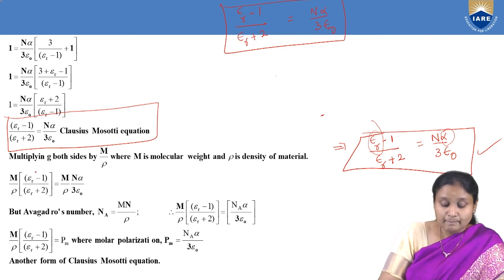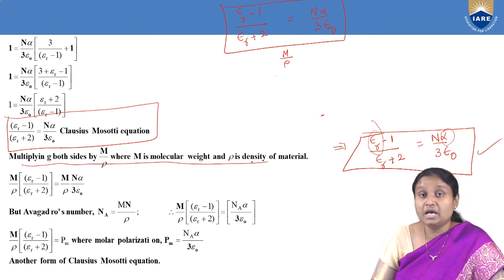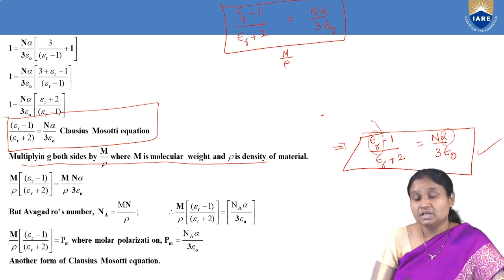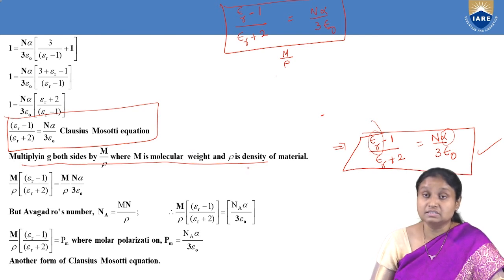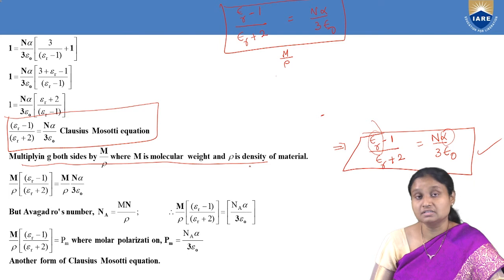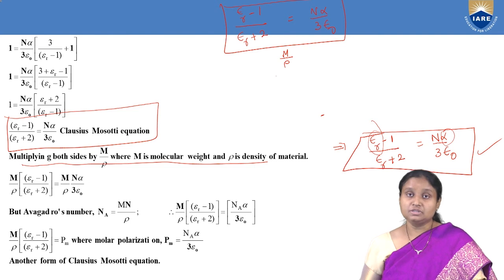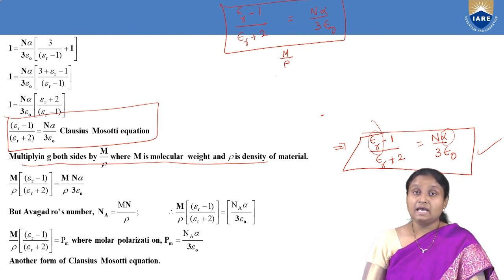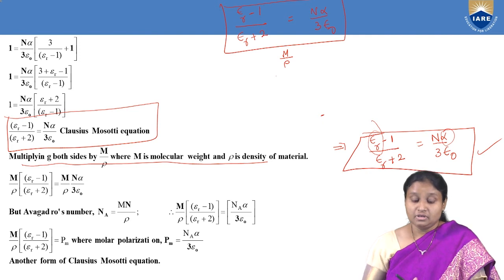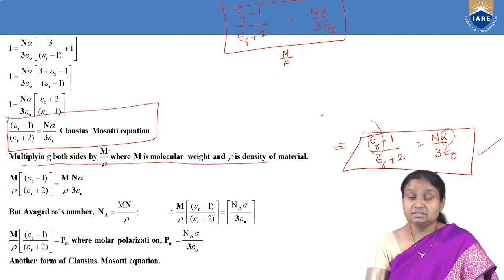For that, I'm multiplying both sides by m by rho. In this m by rho, what is m? M is molecular weight, and rho is the density of the dielectric material under consideration. So we have taken this Clausius-Mosotti equation, which is the relation between polarizability and dielectric constant, and multiplied it by m by rho on both sides.